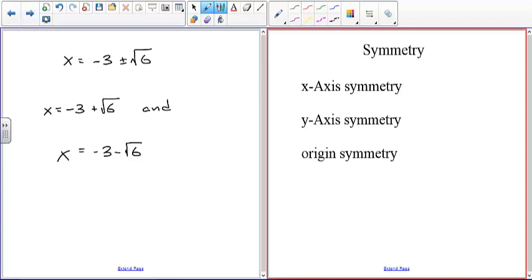Okay, so that's one thing you can do to help draw a graph, is to get the x and y intercepts. You could also use symmetry. A lot of the functions have some symmetry to them.